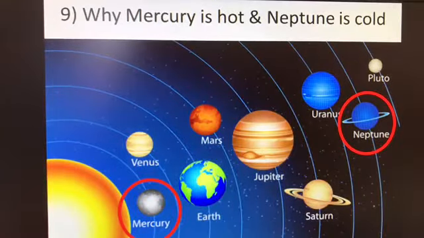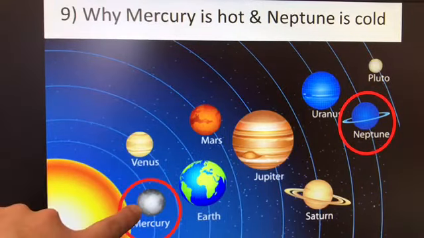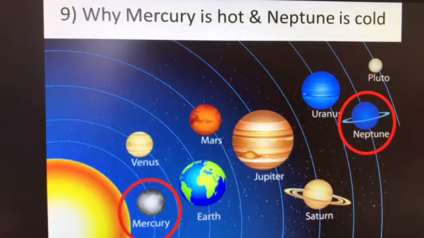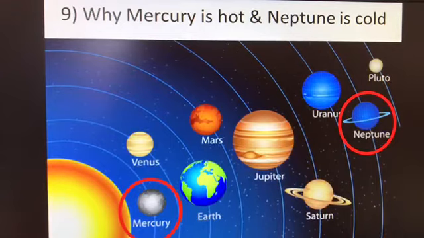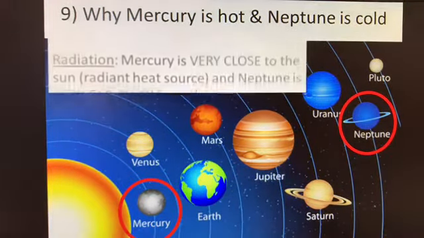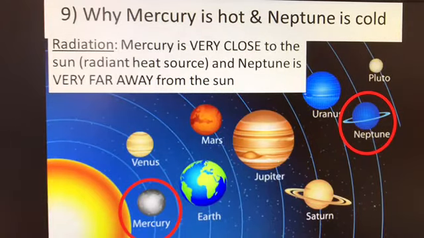All right, why is Mercury right here really, really hot and Neptune over here is really, really cold? Because of radiation. Mercury is very close to the heat source, which is the sun. Therefore, it gets more radiant heat. Neptune is very, very far away from the sun, and therefore it gets very little heat from the sun, and therefore it's colder.